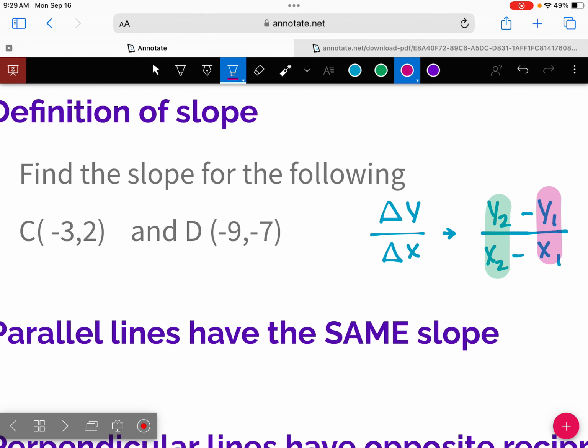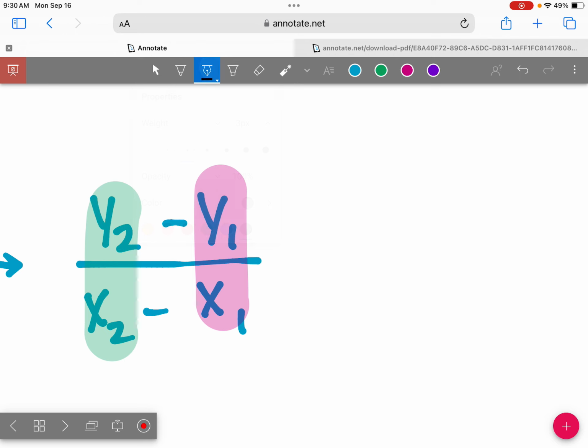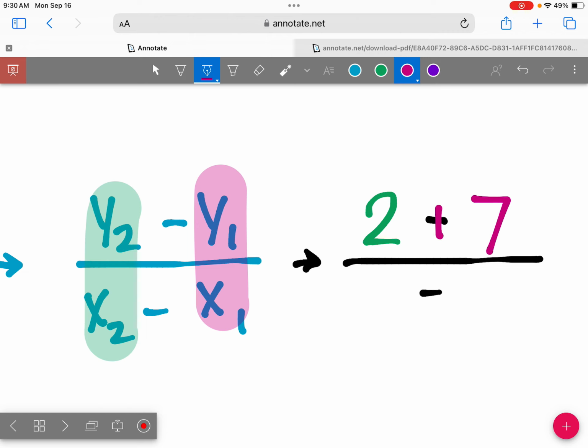So which one do you want to have be point 2? C or D? C. I'm doing C as point 2, which makes D my point 1. So when I'm setting this up, we're finding the difference between the y's, so 2 minus negative 7, which becomes 2 plus 7, and the difference in my x's. So my x is negative 3 minus negative 9, so it becomes negative 3 plus 9.